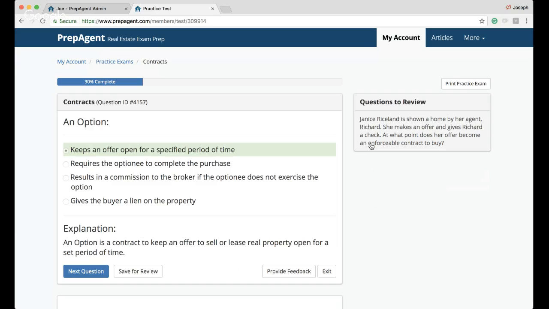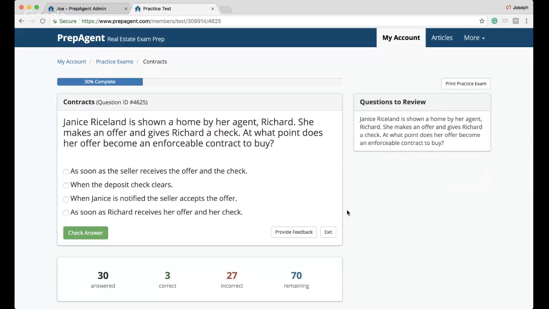Okay, let's go to this last one. We did this one before, so hopefully you guys get it real quick. Janice Riceland is shown a home by her agent, Richard. She makes an offer and gives Richard a check. At what point does her offer become an enforceable contract to buy? As soon as the seller receives the offer and the check, when the deposit check clears, when Janice is notified the seller accepts the offer, or as soon as Richard receives her offer and her check. What do you guys think?